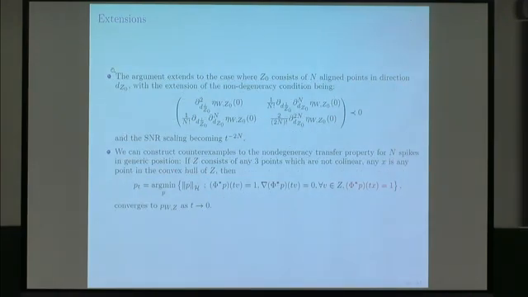This result naturally extends to the case where all our spikes are aligned along some direction, dz0. And so under this natural non-degeneracy condition, the SNR scaling then becomes t to the power of minus 2n. But unfortunately, our result actually doesn't extend to the case where you have more than 2 spikes. And essentially the reason is because of the fact that we actually vanish additional derivatives that we didn't impose. So this nice fact that I mentioned before about convolution kernels.